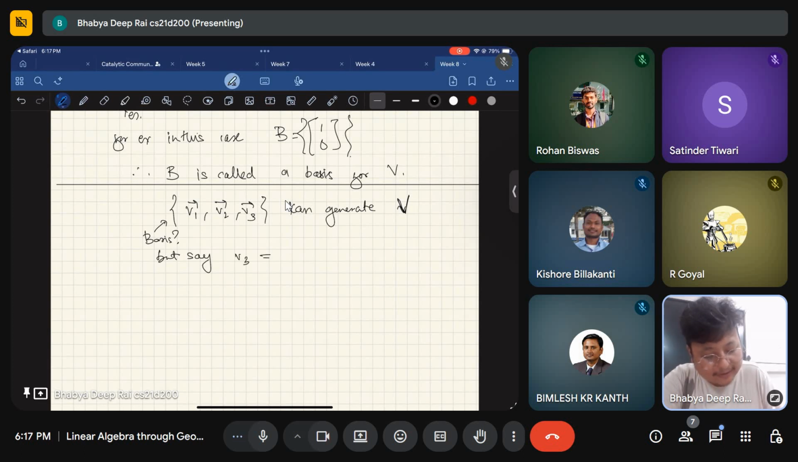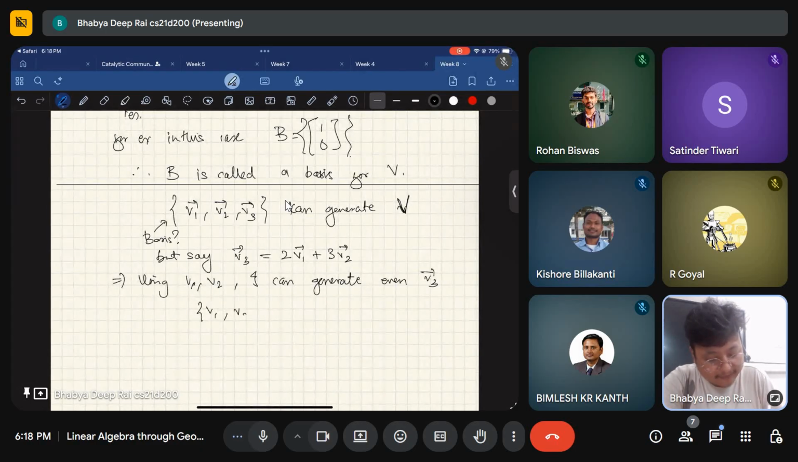What I need to do is check if, say, v3 is just 2v1 plus 3v2. So what does that mean? Using v1 and v2, I can generate even v3. So why do you put v3 in that list? Even this is enough. Then you can ask the same question again: can I generate v2 using linear combinations using v1? Let's say yes, then even v1 is enough. But let's say after this point it's not possible.